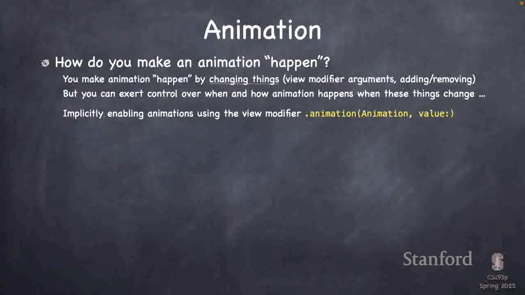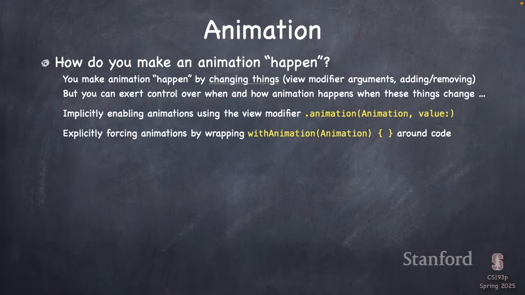You put it a lot on Lego bricks. You don't tend to do it as much with containers. The second kind of animation is explicit animation. This is where you say, animate this. And we've already done this with withAnimation, which is how we do explicit animation.